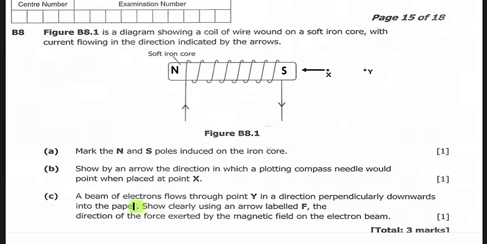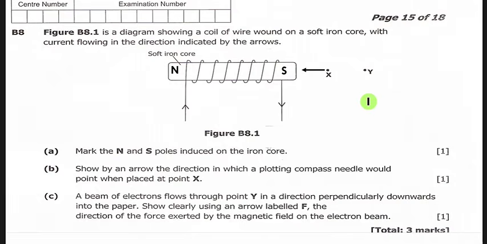So quite tricky. They're saying there's a beam of electrons. A beam of electrons flows through point Y in a direction perpendicularly downwards into the page. So there will be some beam of electrons moving from up the page, going into the page, like that is a beam of electrons going there, entering the page, moving from above this page where you are looking, then entering. I can't show it here, it's hard. So entering there into the page.